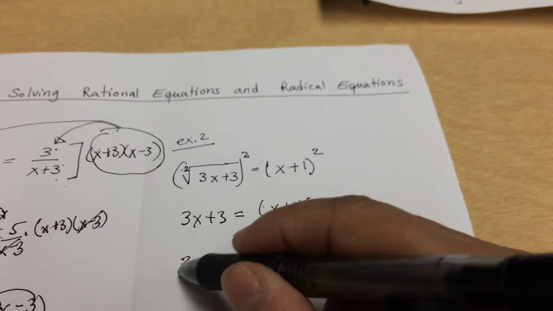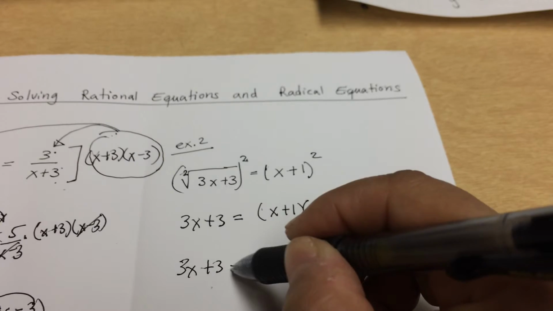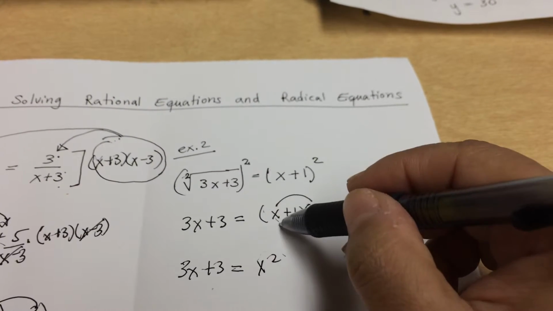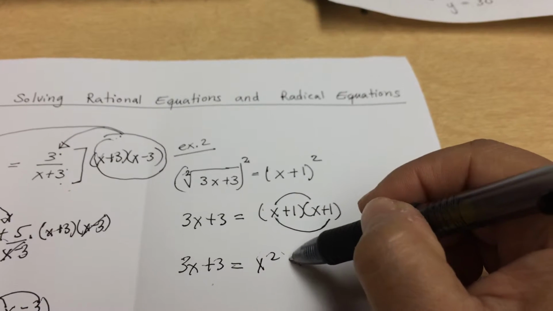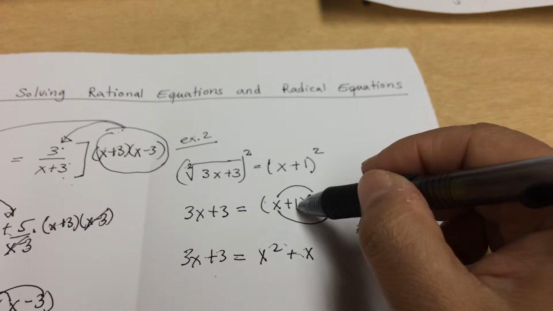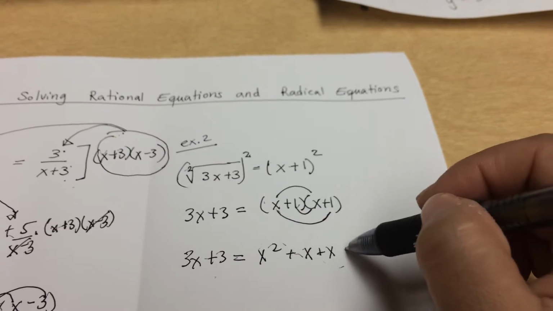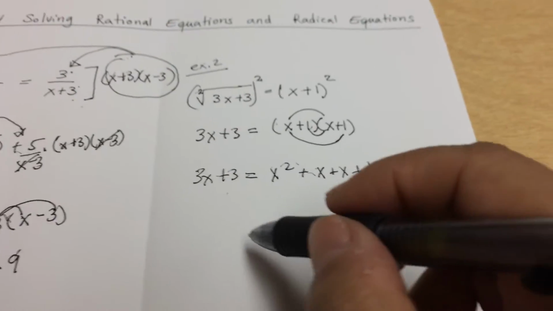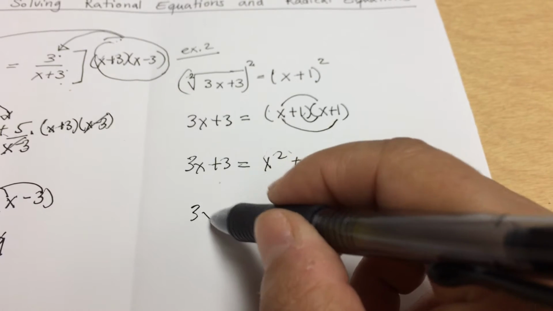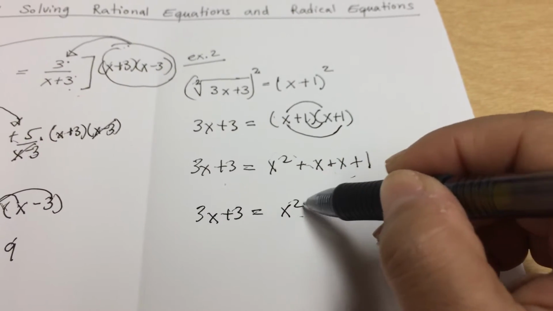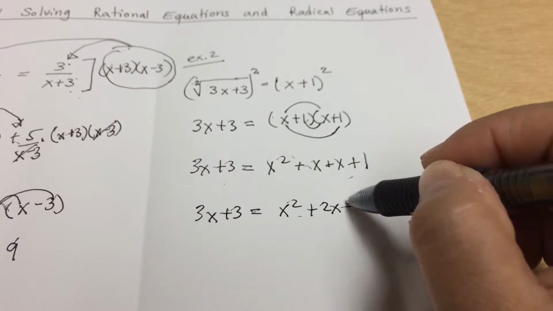So then we have 3x plus 3 is equal to x times x, which gives us x squared. x times 1 gives us 1x. 1 times x gives us 1x. And 1 times 1 gives us 1. Okay, so we just continue on and combine like terms. So 3x plus 3 is equal to x squared plus 2x plus 1.